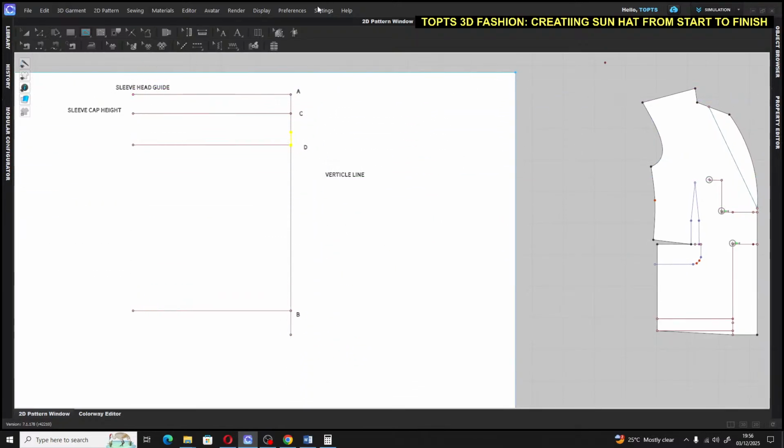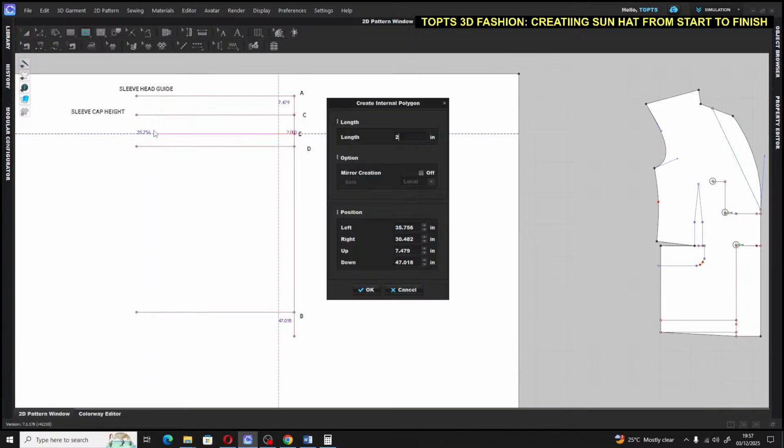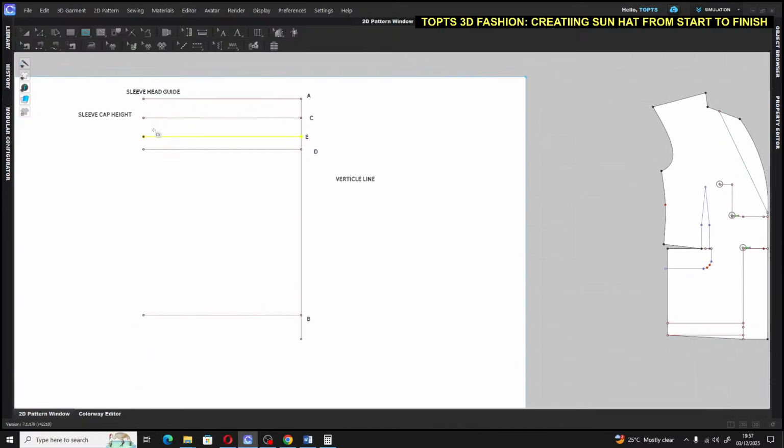I label this point as point what? This is point E. As usual, we square this point. We square a straight line like this, and we square a straight line like that. So they are across, and we label this across height.